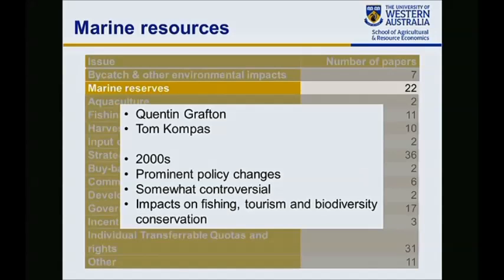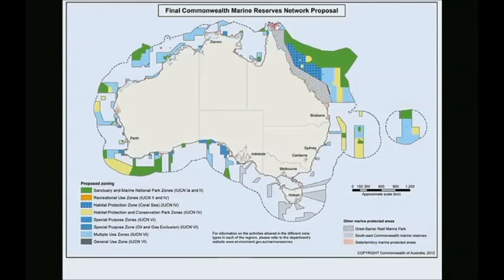The whole area of marine reserves has been somewhat controversial and has set different interest groups into conflict. Fishers, the tourism industry and biodiversity conservation interests have all had quite different perspectives on what should happen in relation to marine reserves, with fishers typically arguing for fewer reserves and less protection, and tourism and biodiversity interests arguing for more. And so this is a map of what the Australian government did. The Labor government came up with this system of reserves of a variety of different levels of protection.